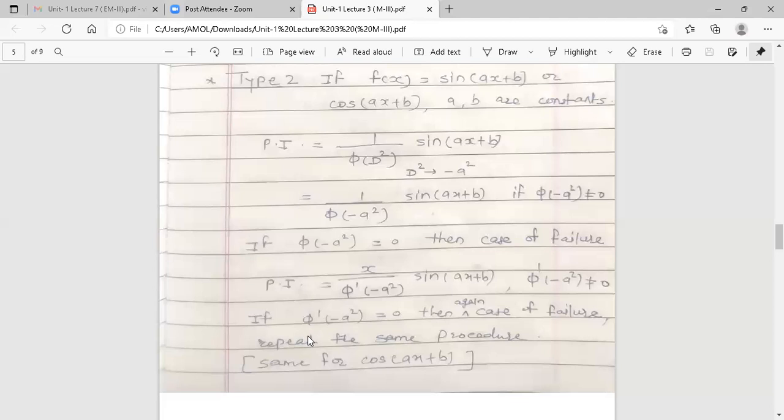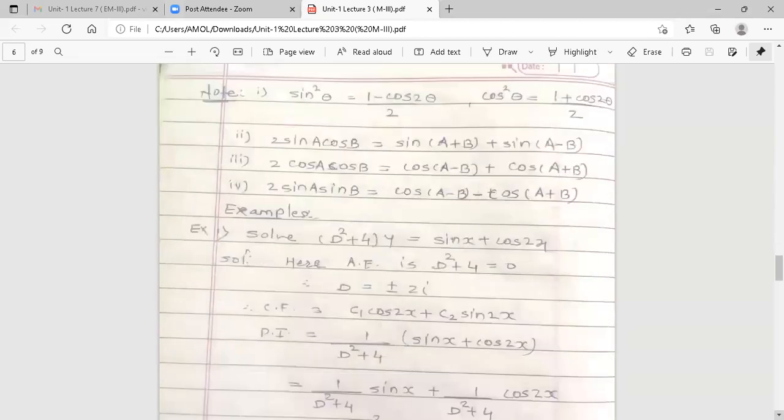The same result formulas are there for the cos function also, cos of (ax plus b). In the cos function also, you have to replace the terms of D square by minus a square. And in the same way, you find the PI for the cos function.